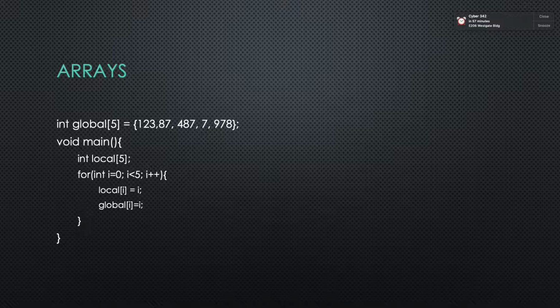So who can tell me what's going to be the final value? Yes. The local values for I are going to be 0, 1, 2, 3, and 4. Okay, and for global? The global values are then going to be set to 0, 1, 2, 3, and 4. Correct. So that initialization didn't work for anything because we're not using it here. We're just taking I from 0 to 1 less than 5, so it's from 0 to 4, and then putting them in local and global, which this array has been created and initialized.